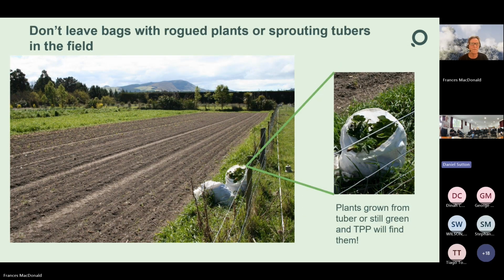This is what we found in one of the crops. It was an organic grower, and they had roped some tubers or plants earlier on in the season, and they put them in a bag next to the paddock, and then it started growing plants again, and they were just chock-full of psyllids, and very likely Liberibacter as well. So that was an amazing source for the next crop that was going to go in. Next one.